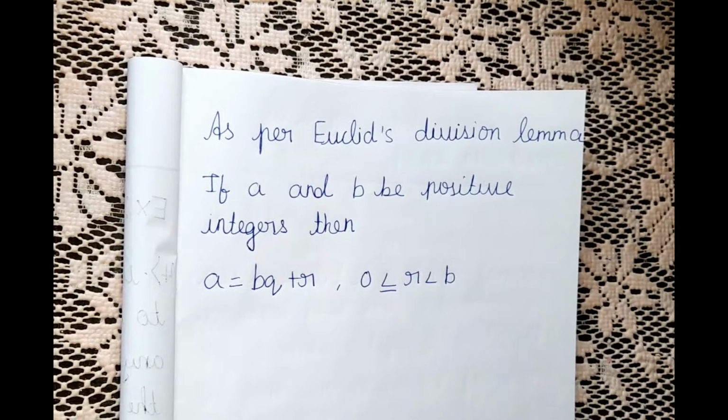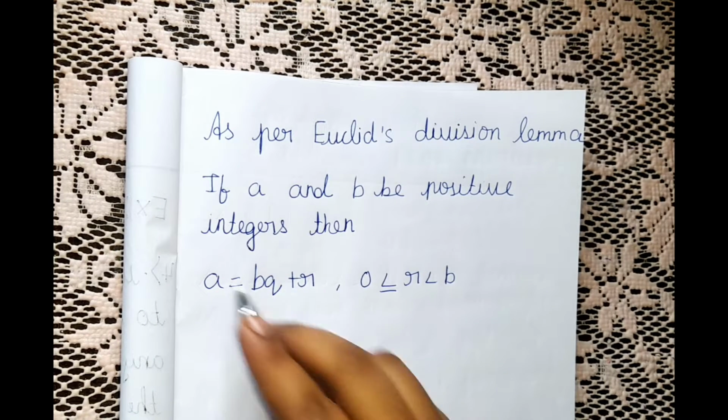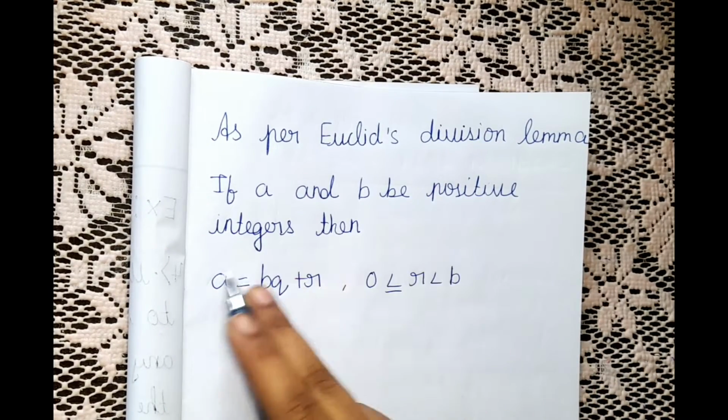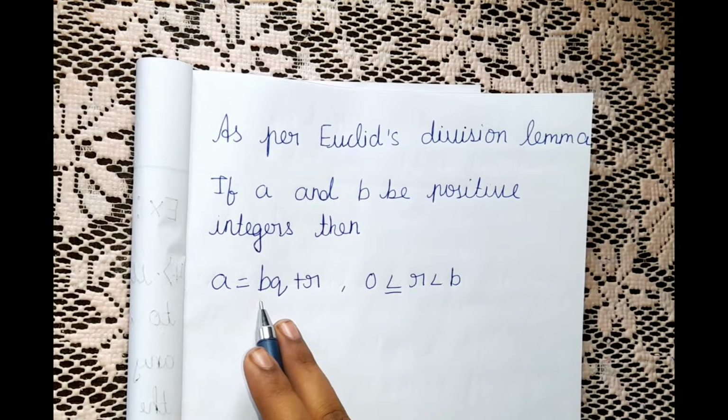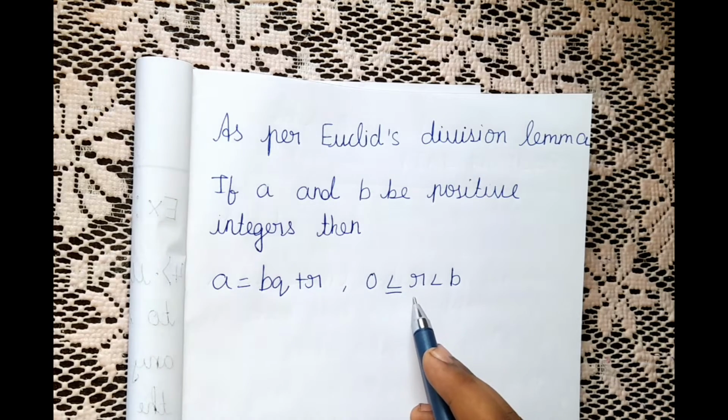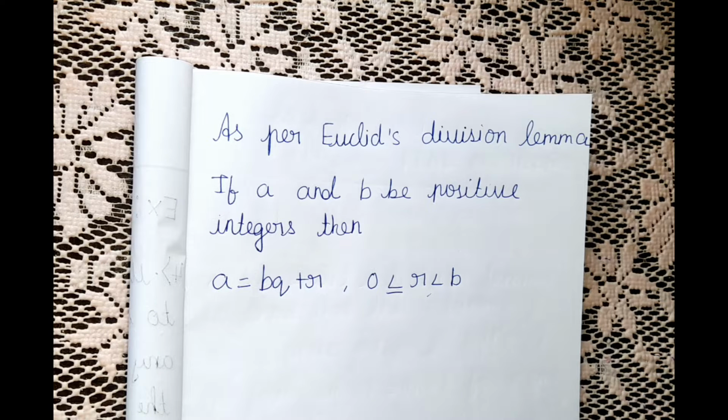Okay guys, now we applied Euclid's division lemma. As per Euclid's division lemma, if a and b are positive integers, then a is equal to b into q plus r, where 0 is less than or equal to r and r is less than b. So we applied its formula. In this, we are taking a and b as positive integers, and we are taking a as any positive integer and b is equal to 3. Why are we going to take b is equal to 3? That's because in the question they had already mentioned we have to take b is equal to 3.